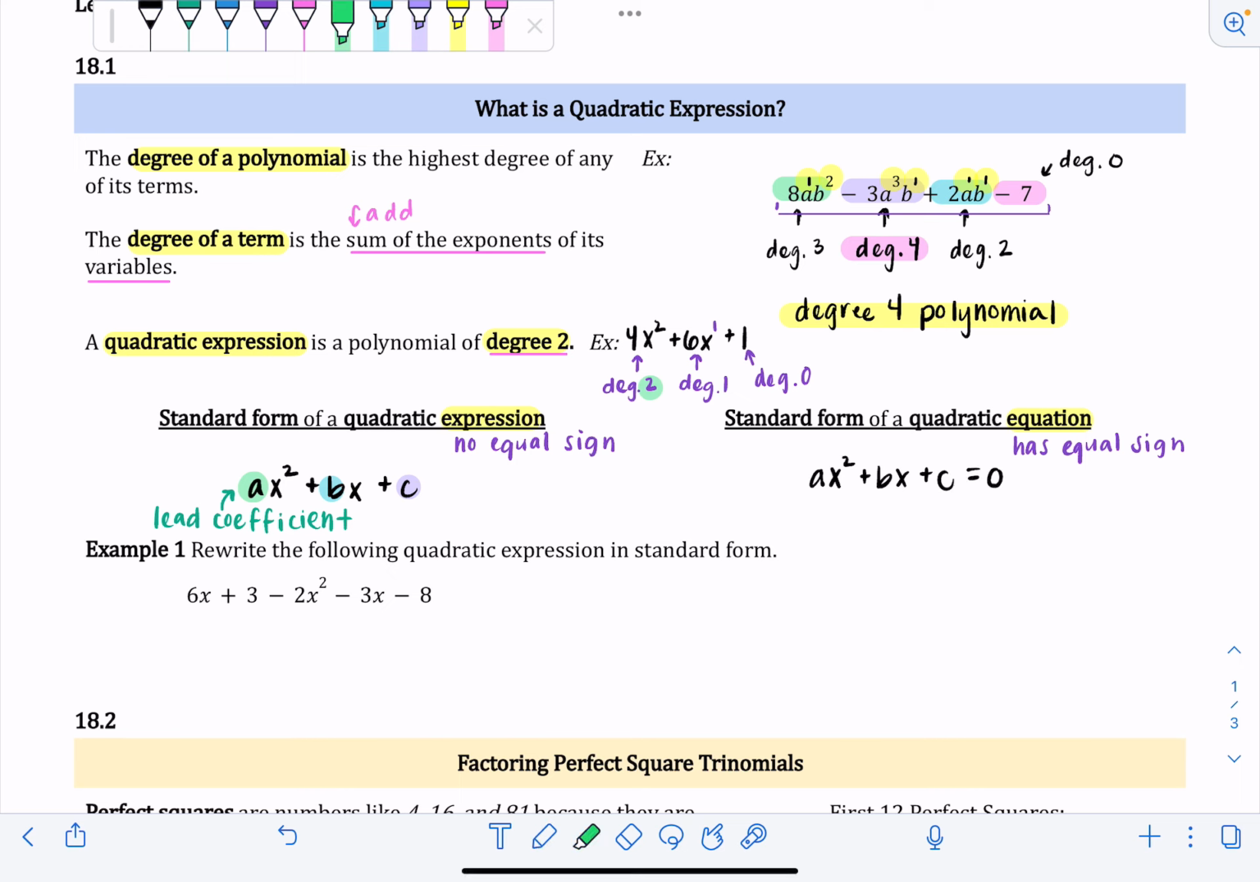So same thing, a is the coefficient of x squared and the lead coefficient. b is the coefficient of x, and then c is the constant. This time it's just equal to 0. And in order for a quadratic equation to be in standard form, this does have to be a 0 over here. It can't be any other number.